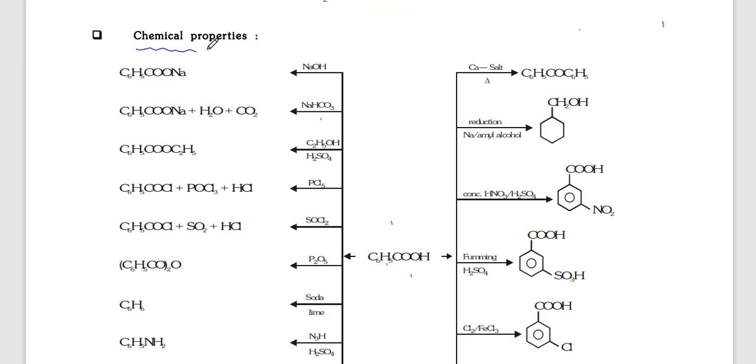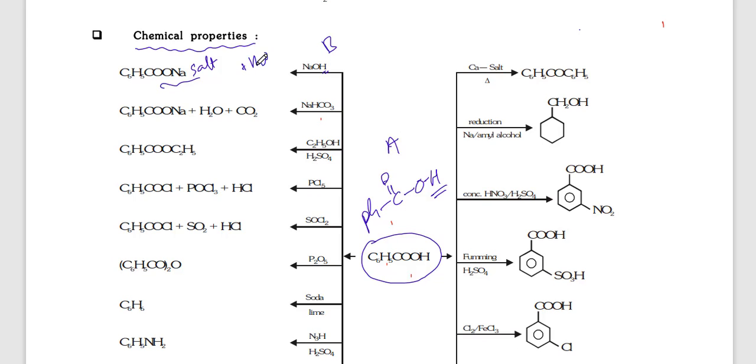Next, chemical properties of benzoic acid. This is the benzoic acid here. This hydrogen is released as H plus. So it is an acid, reacting with base and forming salt. Sodium benzoate is forming. What is the byproduct? The byproduct will be that OH minus and H plus form a water molecule.